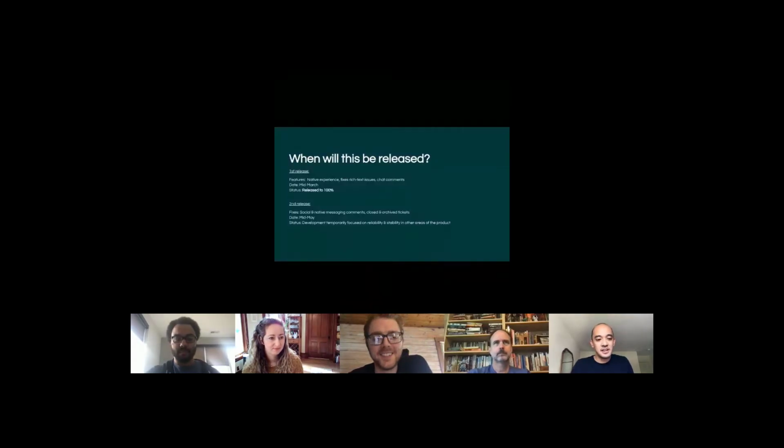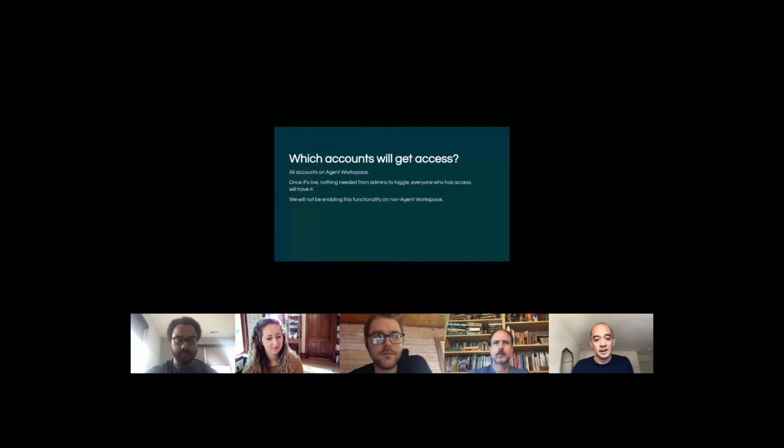As I said, we did launch the native experience, which fixes rich text issues and chat comments, earlier in March. The second release is scheduled for mid-May. Dev is temporarily focused on some reliability and stability in other areas of the product, and so that's why it's taking a little bit longer, but it'll be there soon. Next slide, please. All accounts on Agent Workspace will get it, regardless of your plan. Once it's live, no enablement needed. Everyone who has access will have it. We won't be enabling this functionality on the Classic or non-Agent Workspace. Next slide, please.